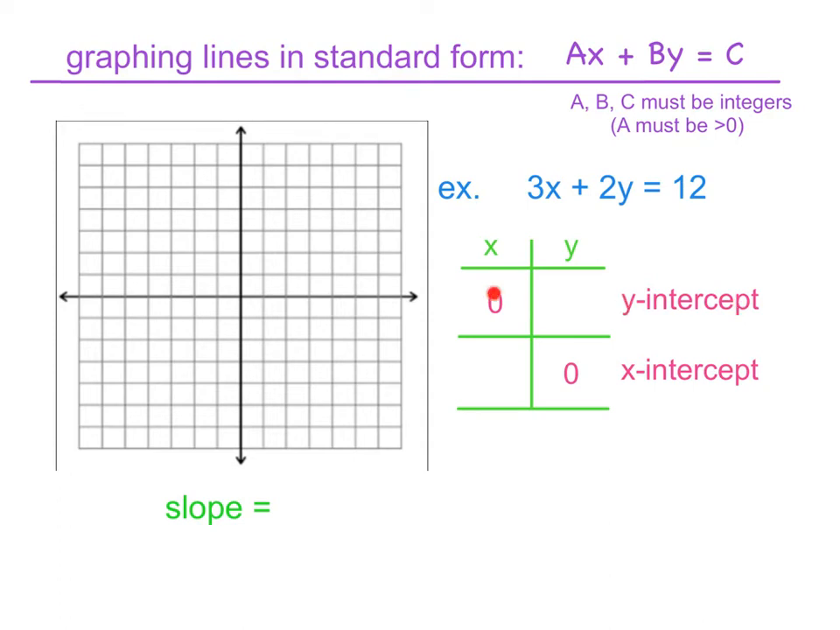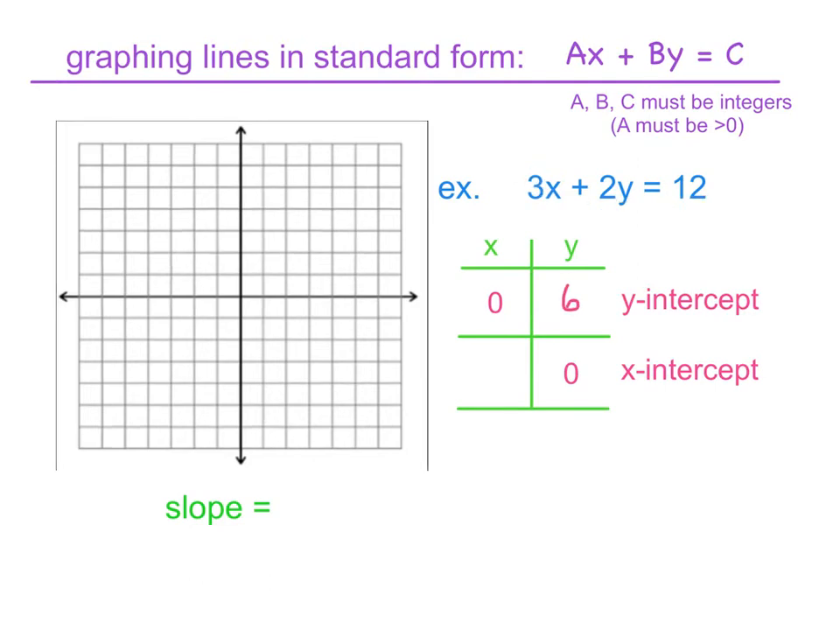I put y-intercept first because it's easier to put a 0 in the first slot. This is just a regular old t-chart. I'm going to go ahead and plug in 0 for x. Now, if I plug in 0 for x, that whole term drops out. And then when I divide both sides by 2, I get a y value of 6.